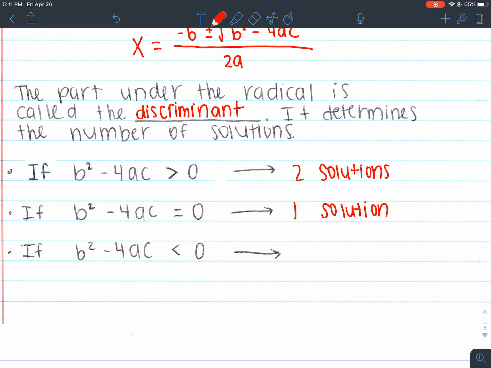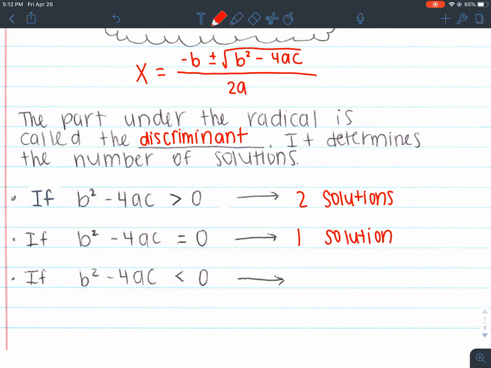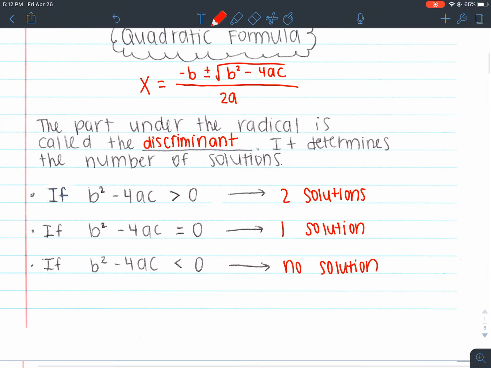Lastly, if b squared minus 4ac is less than 0, and what kind of numbers are less than 0? Negative numbers. If my discriminant, which is the number under the square root, is negative, can I square root a negative number? No. That gives me no solution. Okay? I can't square root a negative number, so there's no real solutions, but when you get to Algebra 2, you are able to square root negative numbers because they'll teach you how.